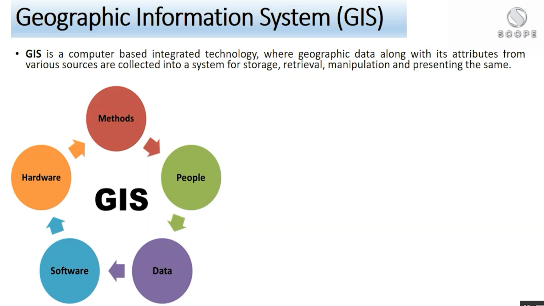Software is necessary to perform any task. There is a lot of software. We will discuss some GIS software in this tutorial. Hardware is necessary to run the software, and the method is the way through which we can run the program.